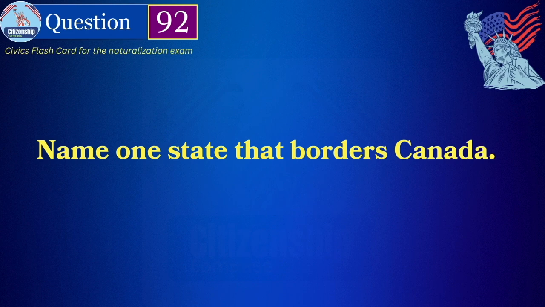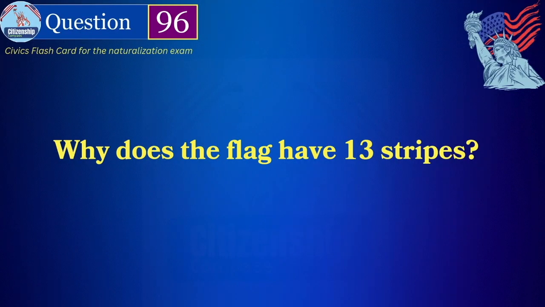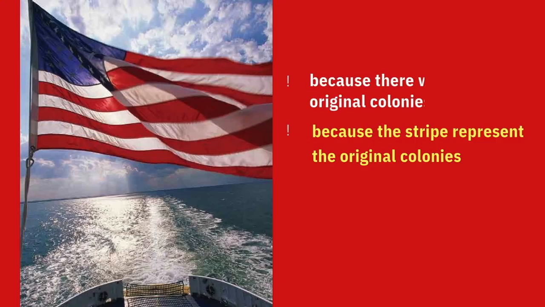Name one state that borders Canada. New York. Why does the flag have 13 stripes? Because there were 13 original colonies.